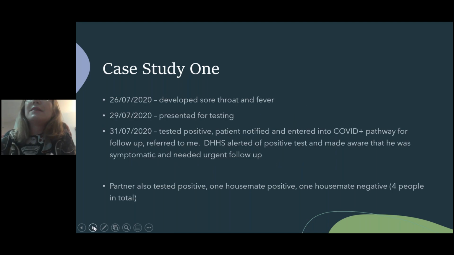So on the 26th of July, he developed sore throat and fever. It took him a couple of days to come and present for testing, and then 2 days later tested positive. The patient was notified and entered into the pathway and referred to me.